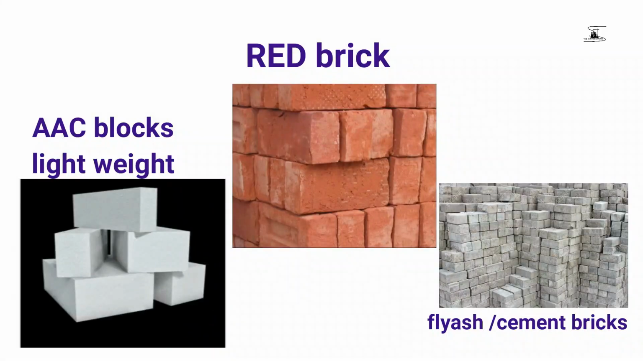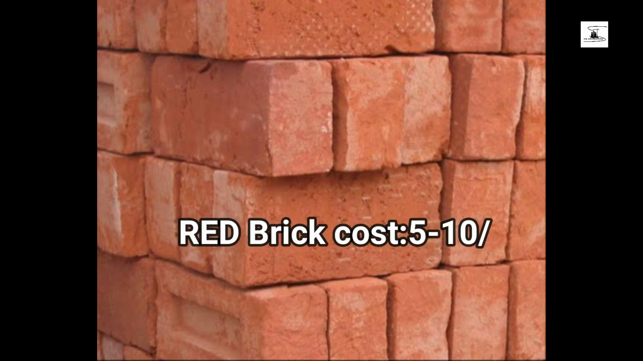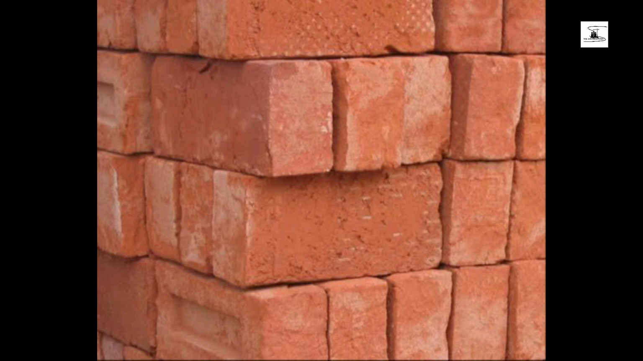And next, three types of bricks are available. One is red brick, second one is AAC blocks, lightweight bricks, and third one is fly ash cement bricks. These are the three types of bricks. And the cost: red bricks cost each one brick is 5 to 10 rupees, variation from cities, metro cities also.